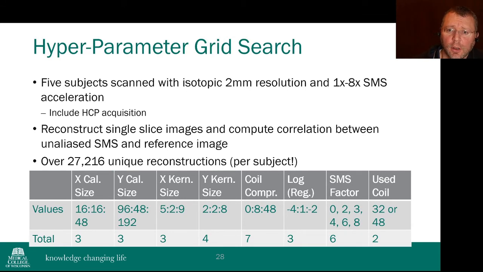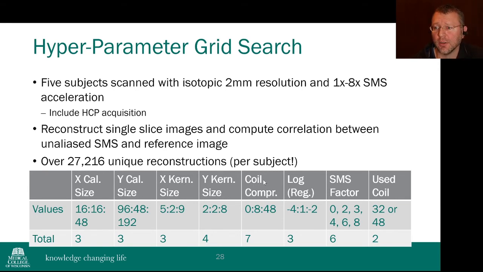With slice ARC, there are a whole bunch of different hyperparameters that one can worry about. And we talked through a few of them on that previous slide here. But what we did is we took 5 subjects, scanned them with a whole bunch of different multi-band simultaneous multi-slice accelerations, including the Human Connectome Project acquisition, which people really like using, and reconstructed every data set 27,216 times. And we did a true grid search of the horizontal calibration region, the phase encode calibration region, the kernel size and the frequency and phase encodes.